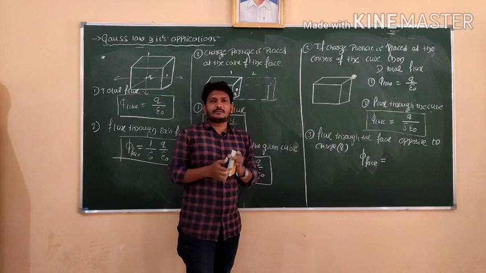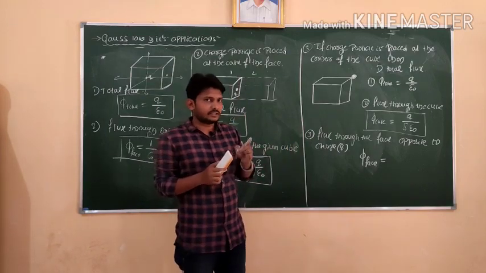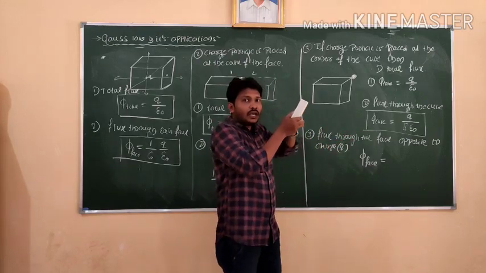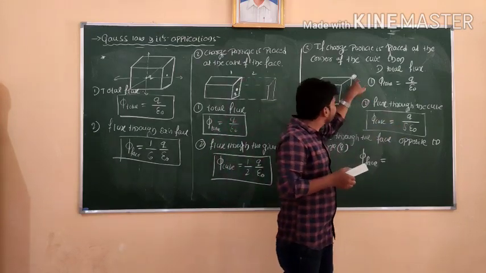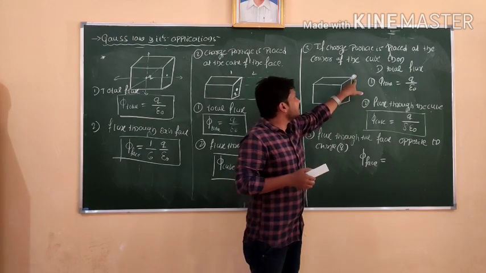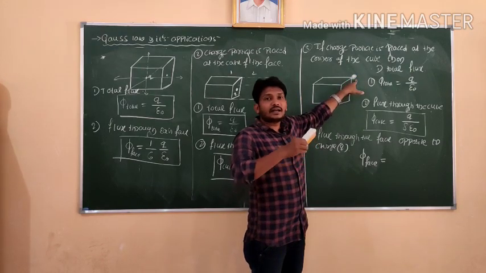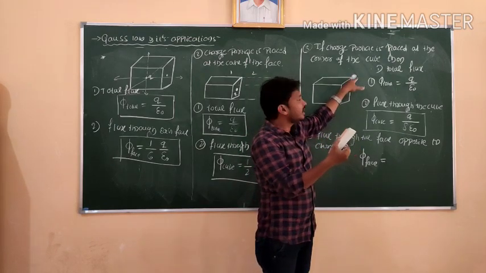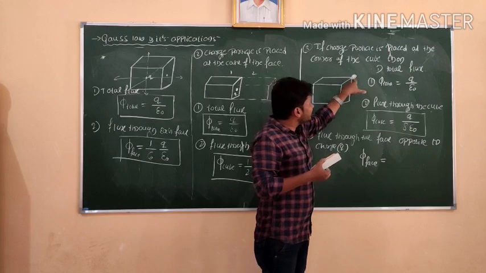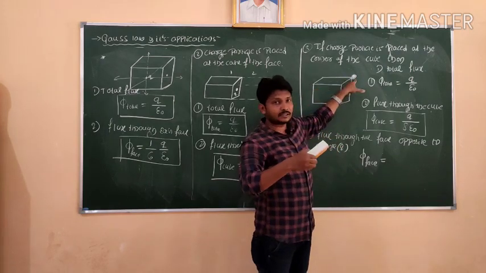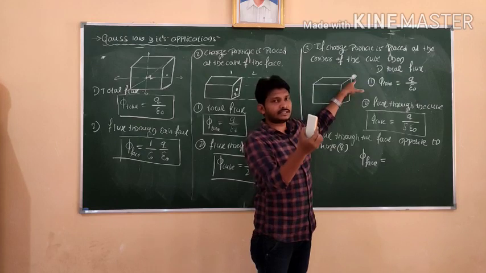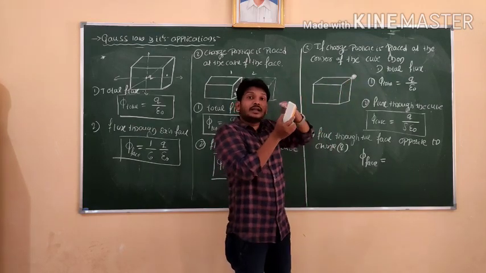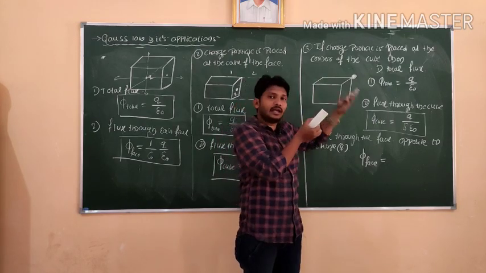Flux through each face means, 1 cube consists of how many faces? 1 cube consists of 6 faces. Out of 6 faces, only 3 faces are opposite to this charge. For this charge, I will consider the flux through each face that is opposite to the charge. Out of 6 faces, 3 faces are exposed. Remaining 3 faces are attached to the neighboring cubes here.